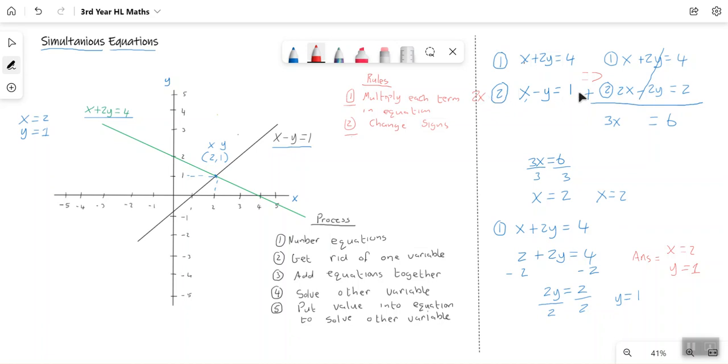And then we multiplied the 1 by 2, which gives us just 2. So then what we did was we added the equations together. So we've added these two together. And what that does is it has the effect of cancelling out or getting rid of the y term.